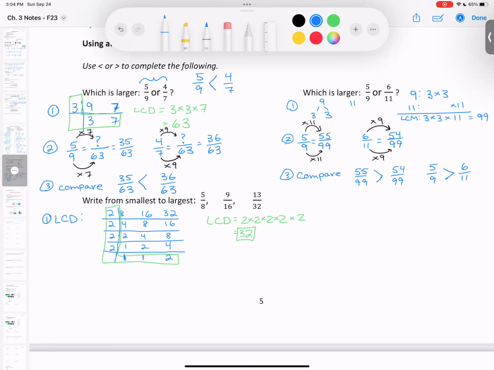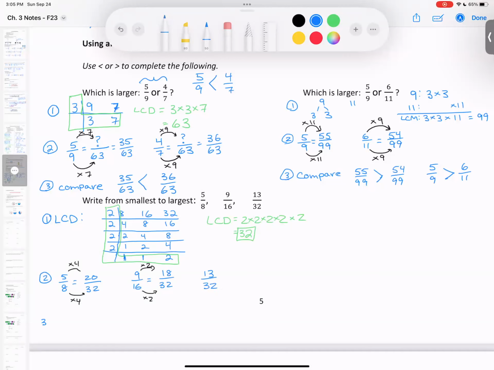So step 2, we're going to figure out our equivalent fractions. We've got 5 over 8, and we want that as something over 32. To get from 8 to 32, we had to multiply by 4, which means we multiply by 4 on top to get 20 over 32. Then our second one, we've got 9 over 16, and we want something over 32. This time we multiply by 2, which gives us 18. And the third number is already over 32, so it's 13 over 32.